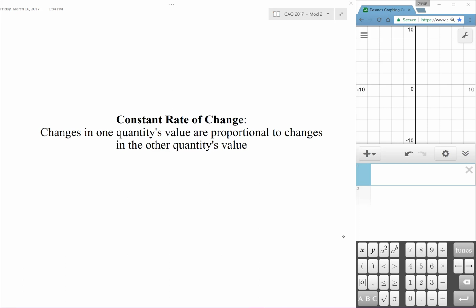Two quantities vary together at a constant rate of change if changes in one quantity's value are proportional to changes in the other quantity's value. So for example, x and y vary together at a constant rate of change of, say, 3 if any time x changes by some amount, y changes by an amount that is 3 times as large, or the ratio of delta y to delta x will always be equal to 3.